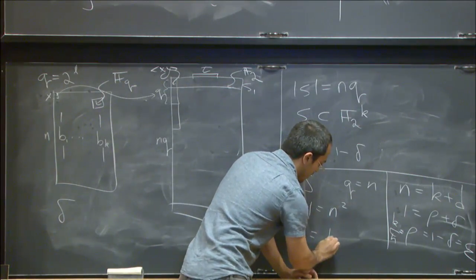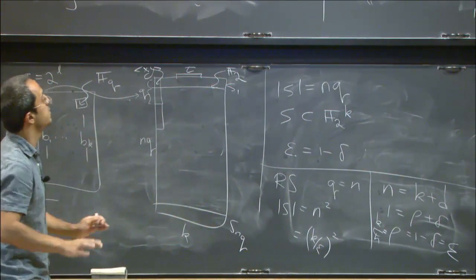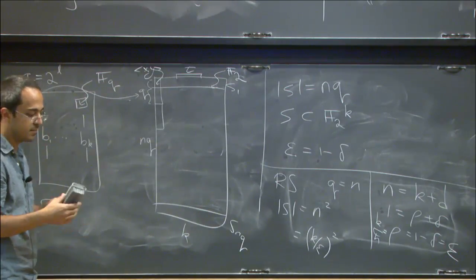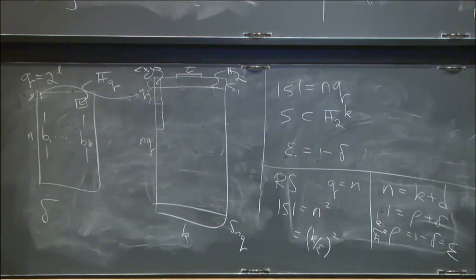So this is k over epsilon squared. Right, so this is the AGHP construction. This is one of them. It's called the powering construction there. So this is one construction. What happens if you take AG codes?